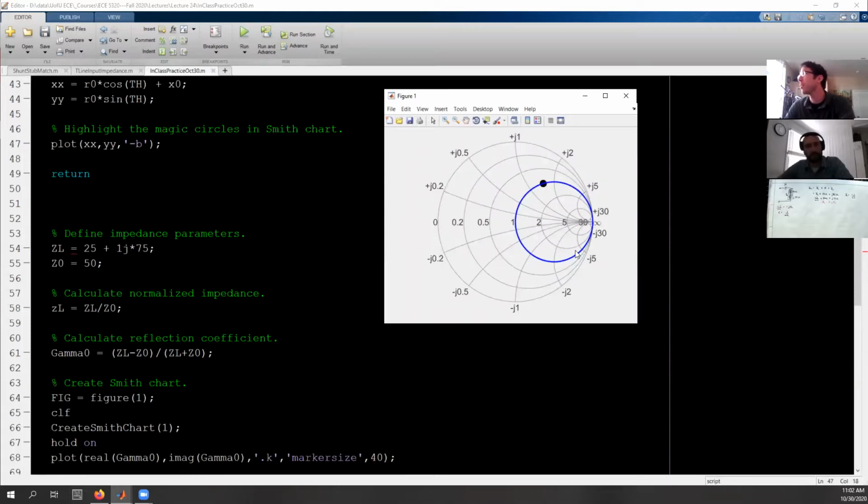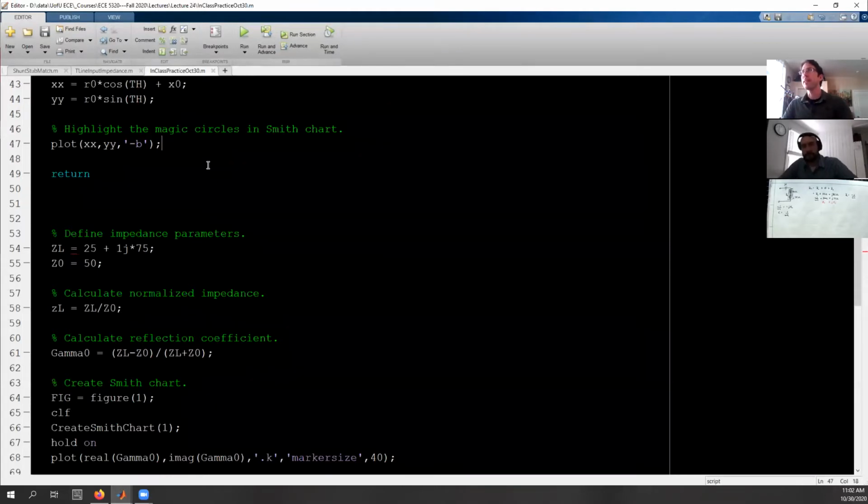If we're anywhere on this circle, in order to create a match, all I have to do is insert the appropriate component in series. So if I was down here in a negative reactance, I would bring it up using a positive one, which would be an inductor. Or if I'm up here on the positive side, I need a negative series reactance, which will be the capacitor, like that.